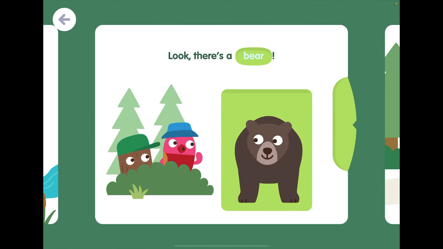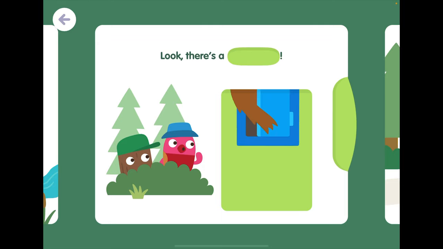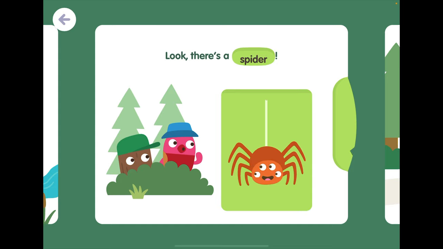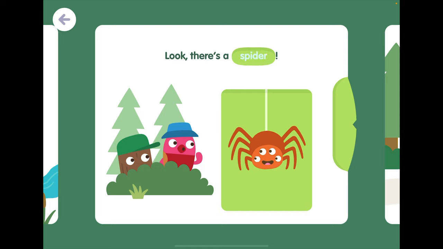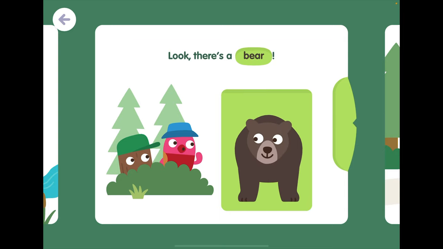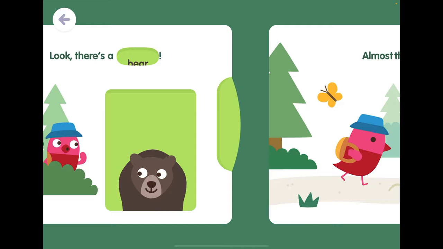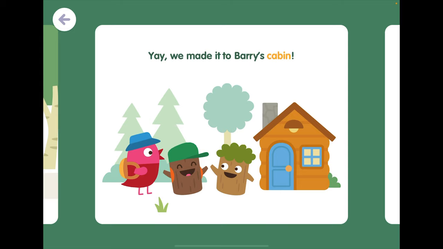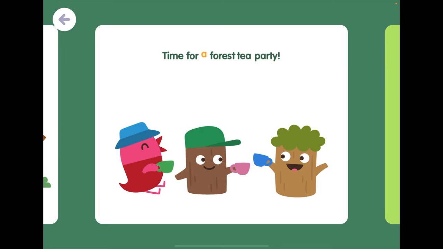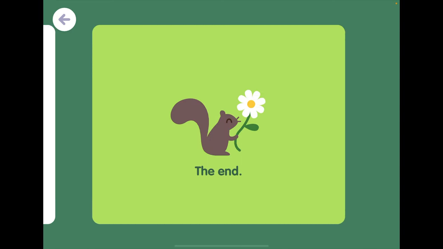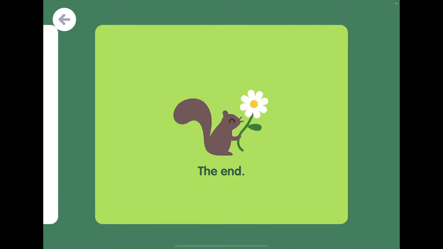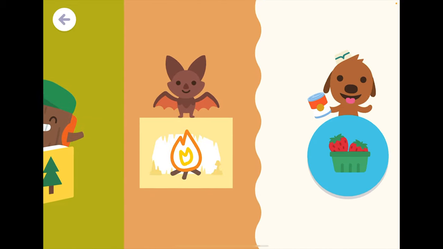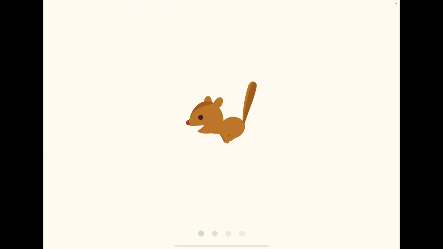Look, there's a bear. Oh, what options do we have? Look, there's a porta potty. A porta potty? That's just funny. Look, there's a spider. Ah, no, I don't want a spider. Look, there's a bear. Almost there. Keep going. Yay, we made it to Barry's cabin. Time for a forest tea party. A tea party, yay. The end. Well, that was a fun story. And we got to interact and change the story a little bit, didn't we? Yeah. That was fun.